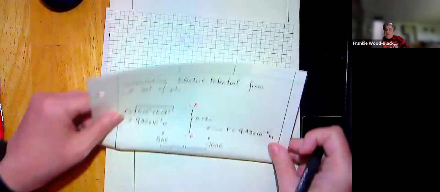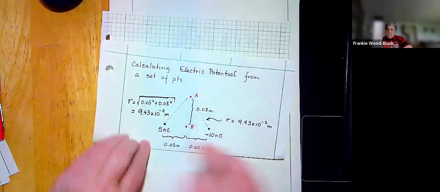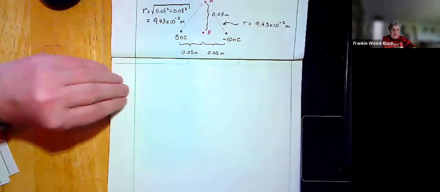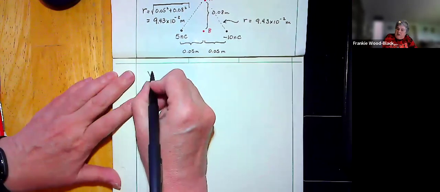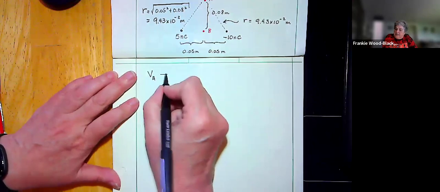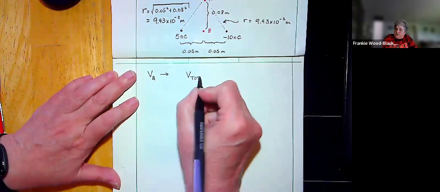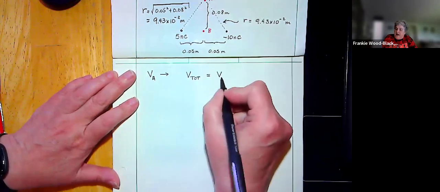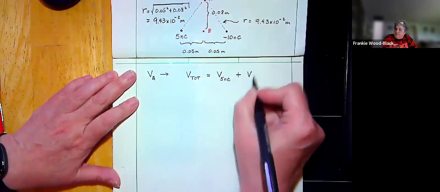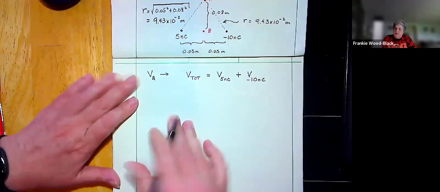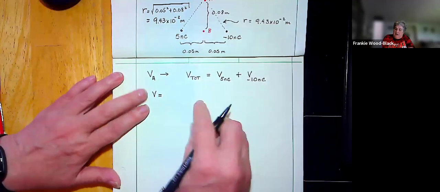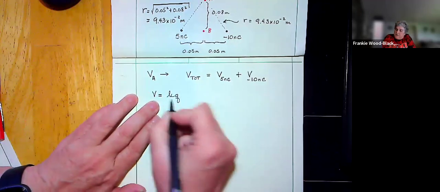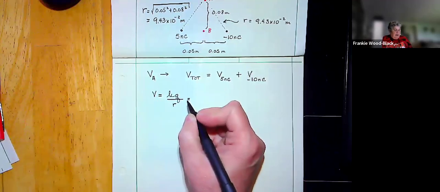So how we're going to approach this problem is I'm going to calculate, so we want to find the potential at A, and my potential at A is going to equal the total potential from the 5 nanocoulombs plus the potential from the minus 10 nanocoulombs. So we're going to have to calculate that out. So we're going to get our V is KQ over R.